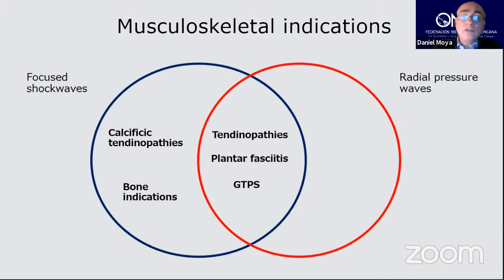Finally, there are some indications in which we prefer radial pressure waves, like trigger points, especially if they are located in places where we could affect the lung or arteries. Complications have been described, as for instance aneurysms of the vertebral artery, for treating the trigger points in the neck with focus waves. So we prefer radial pressure waves in those cases. And spasticity. There are very good results with the use of radial pressure waves in spasticity.